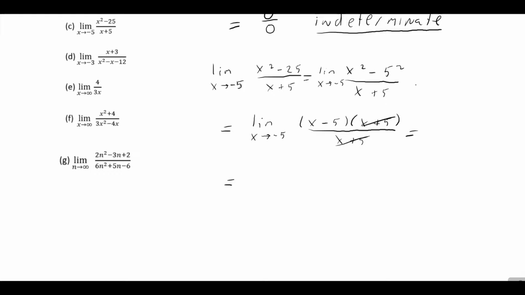So I'll move it down here. We're going to be left with the limit as x approaches minus 5 of x minus 5, and now we can actually put this into it. So we're going to get minus 5 minus 5. We can directly substitute it in there, minus 5, and we're going to get minus 10.